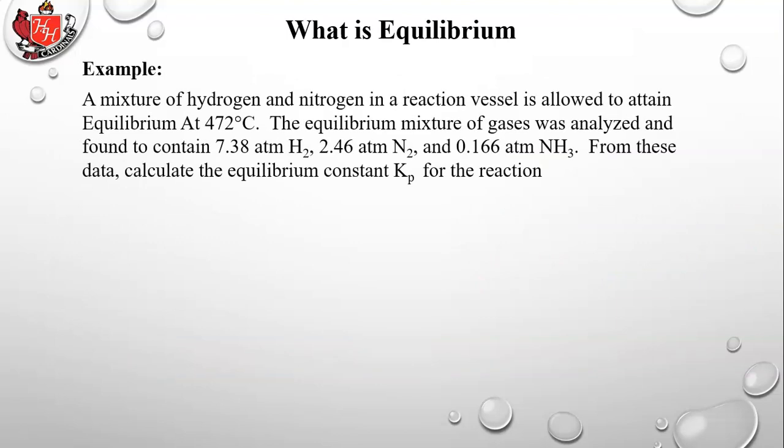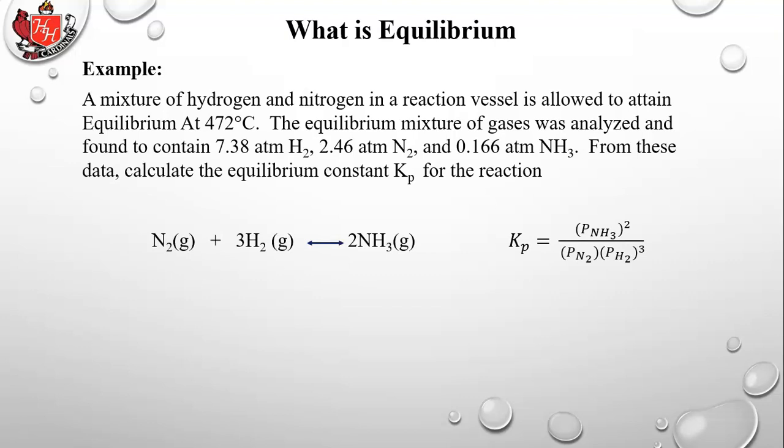Okay, here's another example. A mixture of hydrogen and nitrogen in a reaction vessel is allowed to attain equilibrium at 472 centigrade. The equilibrium mixture of gases was analyzed and found to contain 7.38 atmospheres of H2, 2.46 atmospheres of N2, and 0.166 atmospheres of NH3. From these data, calculate the equilibrium constant for pressure, Kp, for the reaction. Okay, so there's the reaction. So there would be the rate law.